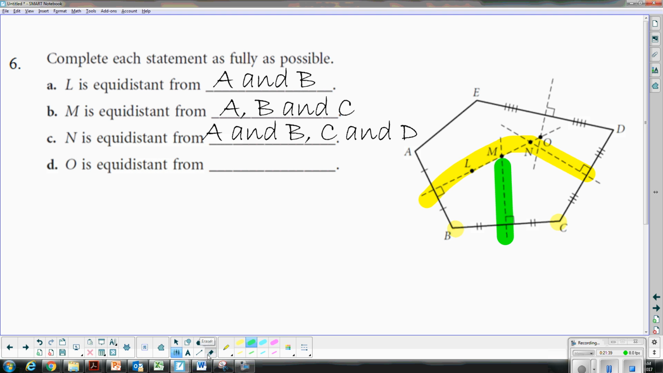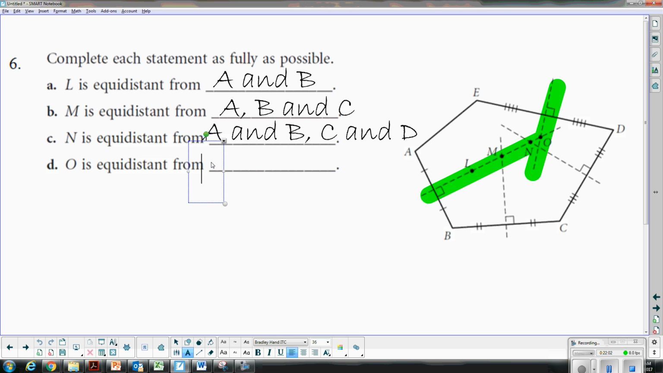All right, and then the last one, O is equidistant from, it's on two bisectors again. So O is equidistant from E and D, and also O is equidistant from A and B, because it's on both of those perpendicular bisectors.